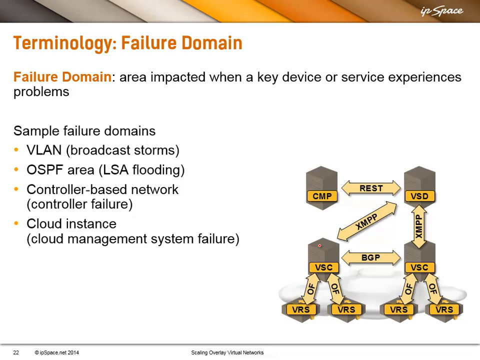An OSPF area. Either you generate too many updates and then you get flooding problems, or someone connects to the area and starts inserting bogus information. In both cases, you have no tools that would prevent that error from spreading across the whole OSPF area. So yet again, a single failure domain. Controller-based networks. If you're relying on your controller for end-to-end connectivity and the controller fails, obviously, the whole network is down. And finally, an instance of a cloud management system is also a single failure domain.